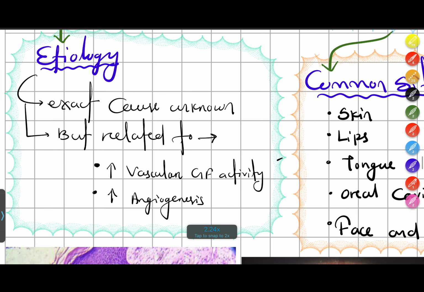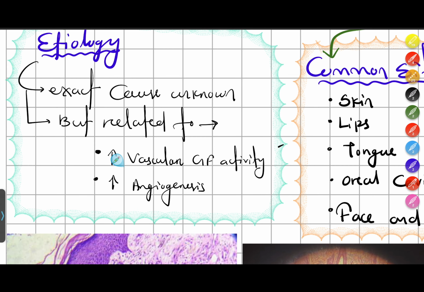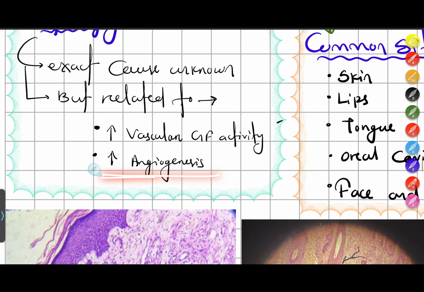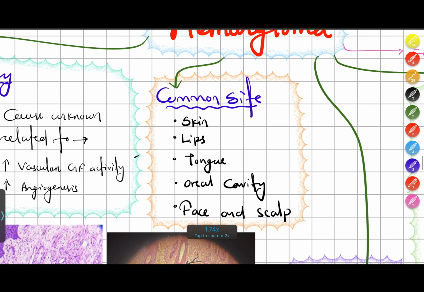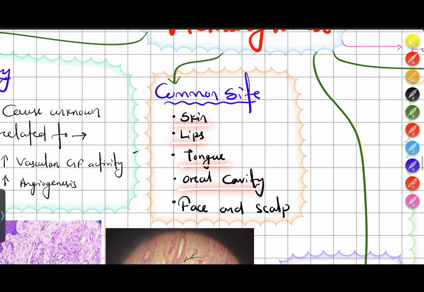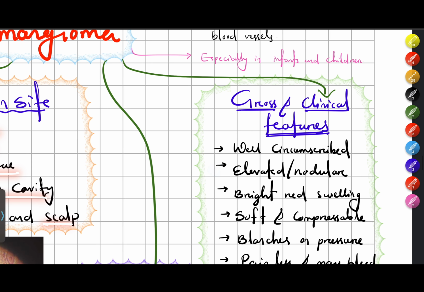Now the etiology. The exact cause is unknown, but it is related to increase in vascular growth factor activity and increased angiogenesis may lead to the capillary hemangioma. The most common sites are skin, lips, tongue, oral cavity, face and scalp.